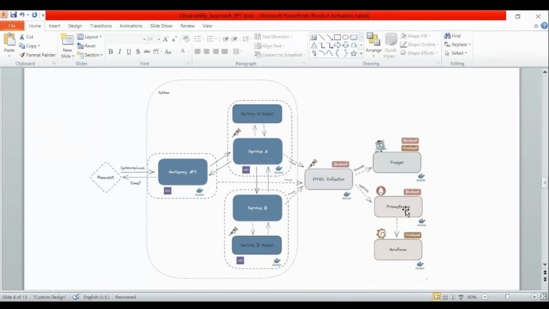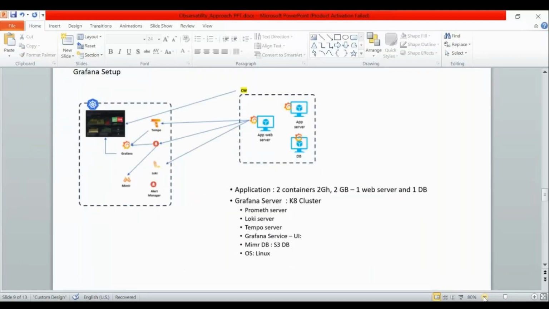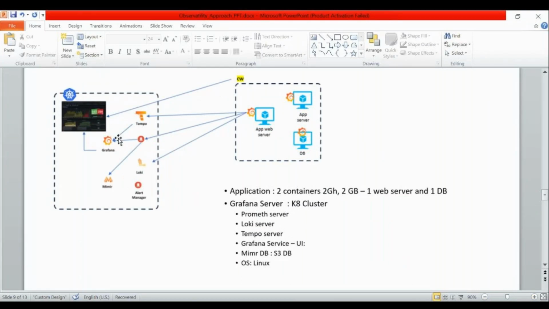Then it will go to Prometheus, where it will get the numeric representation of metrics. Then it will present to the Grafana. So this is a high level implementation of how we will try to implement the Grafana.